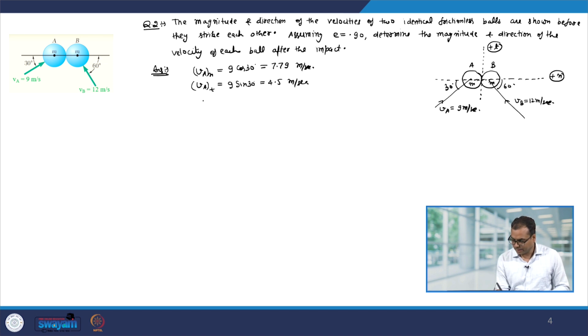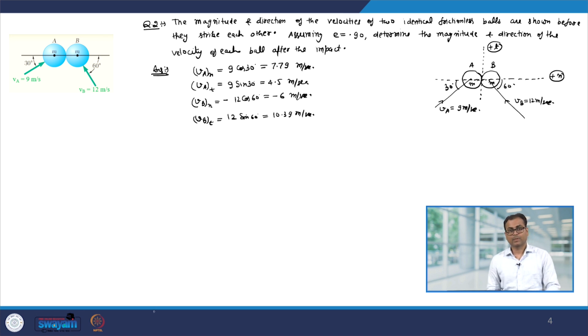For particle B or ball B, VB in the n direction will be minus 12 cos 60 degree, which is minus 6 meter per second, and VBT will be 12 sin 60 degree. So, that is 10.39 meter per second. Now, let us use the definition of E. So, E is the velocity of separation divided by the relative velocity of approach.